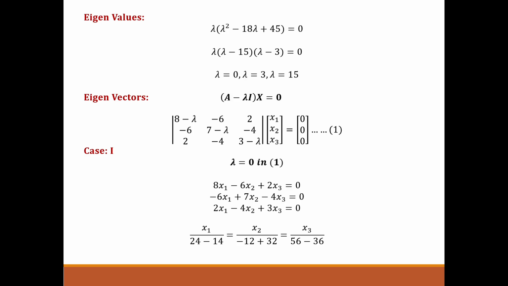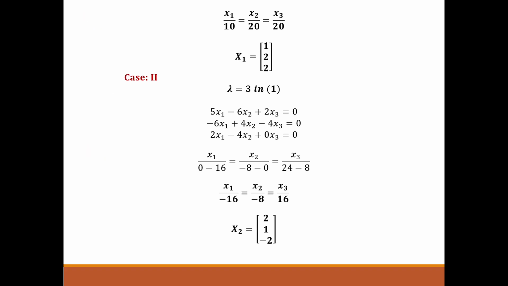Now we are going to find the eigenvectors. For that, we have to find A minus lambda I into X equal to 0. We can formalize this equation as it is given in the slide. In this situation, we can solve the eigenvectors as 3 cases. In case 1, we substitute lambda equal to 0 in equation 1. We can get 3 linear equations, and solving these, we get the eigenvector x1 equal to 1, 2, 2.